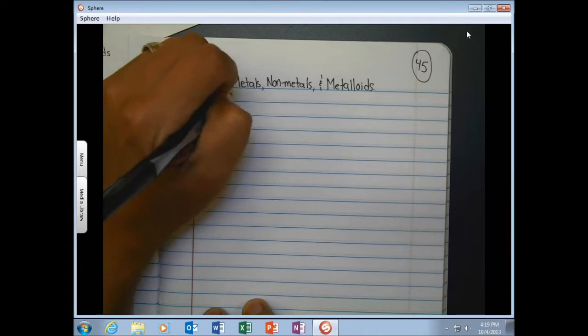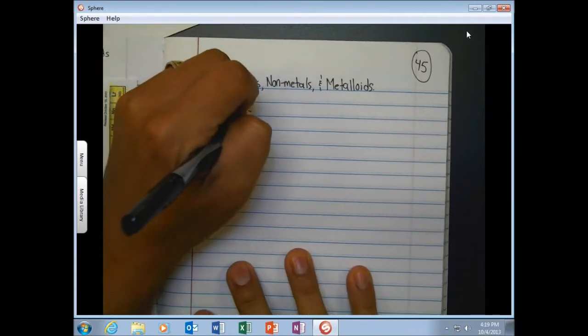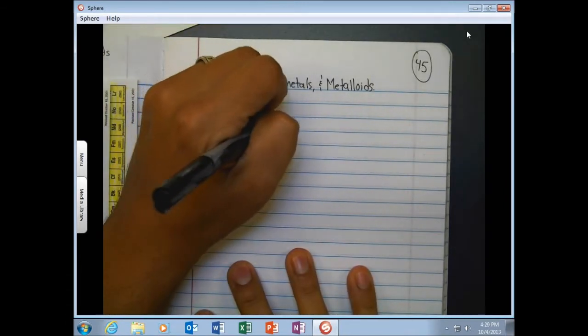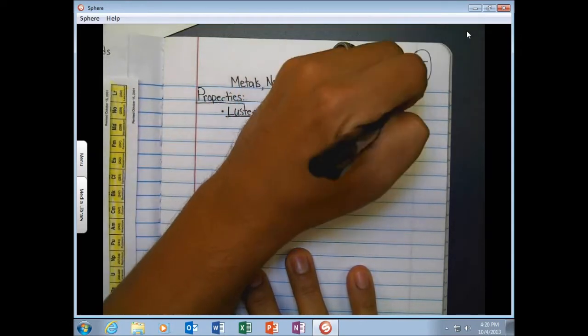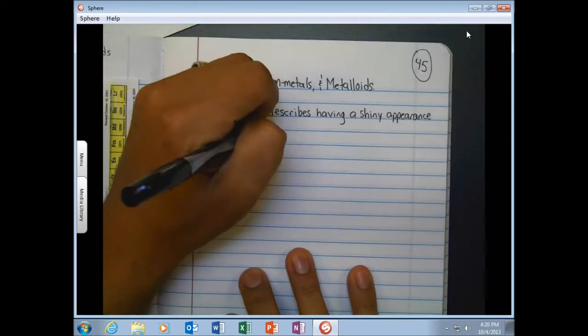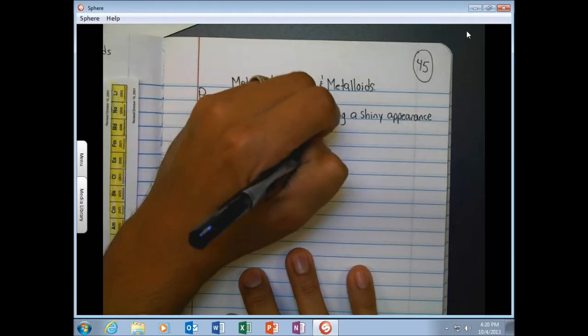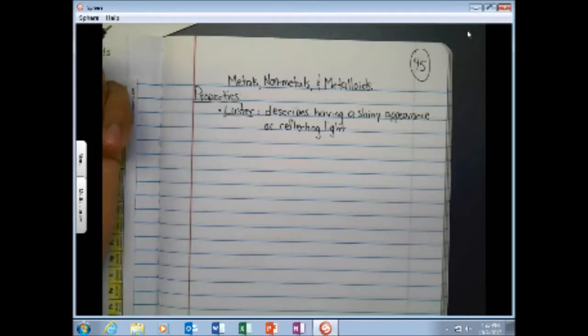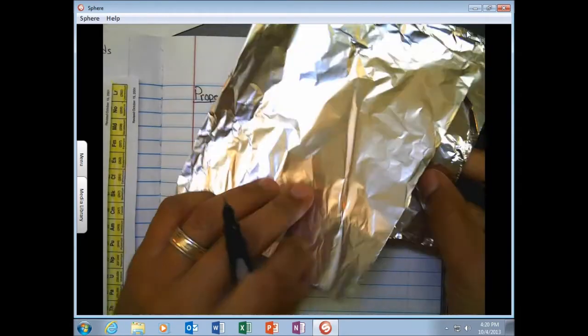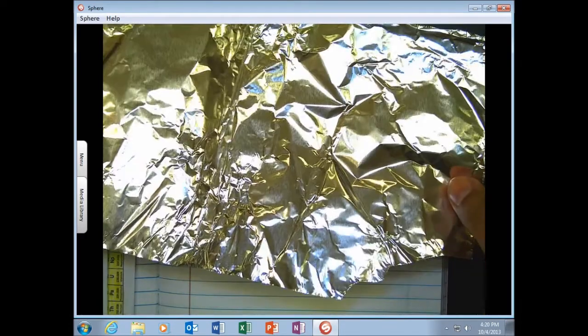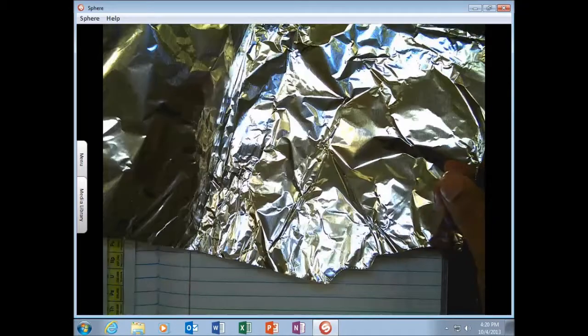The first thing we're going to be talking about is properties. The first property that we're going to be talking about is luster. Luster describes having a shiny appearance or reflecting light. You can pause the video here to write down your definition. So for an example, I have a piece of aluminum foil here, and you can see how shiny it is, which is pretty much what luster is all about.